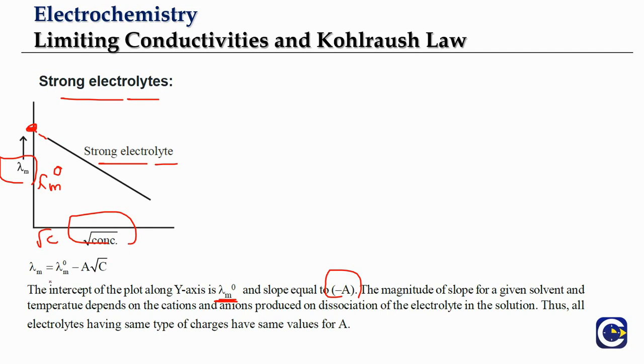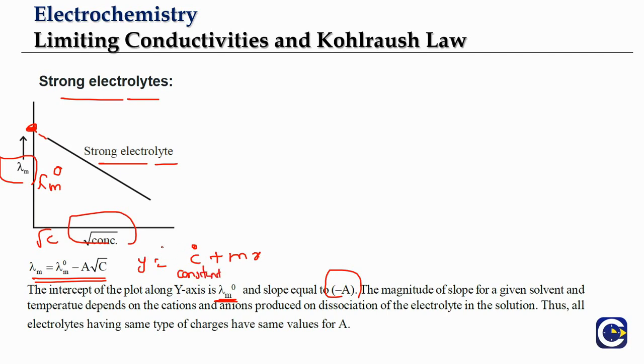So if you look at the straight line equation, what will be the straight line equation? Lambda m is equal to lambda m naught minus a into root C, because when root C is becoming 0, lambda m value is what? Lambda m naught, and slope of this is what? Minus a. This is like the equation y is equal to c plus m into x. Don't confuse between this c and this c. This is constant c.